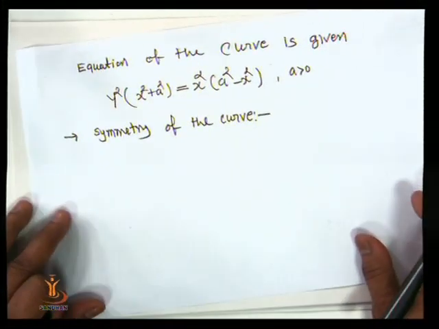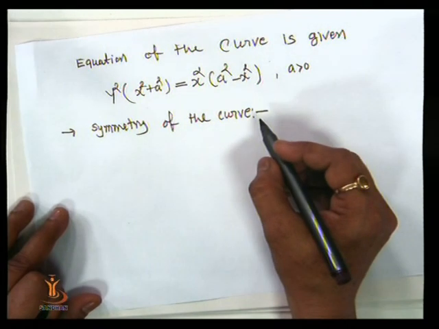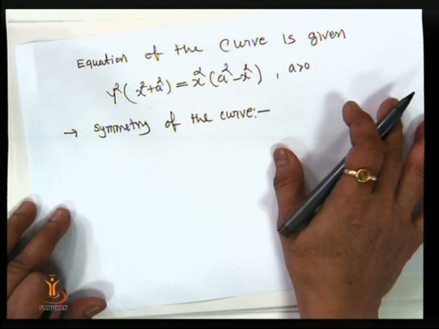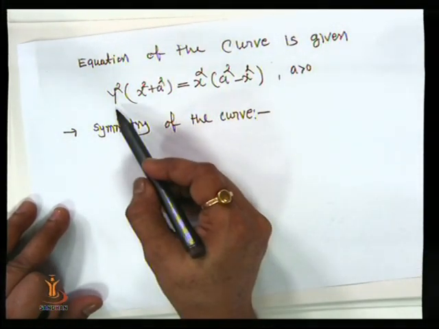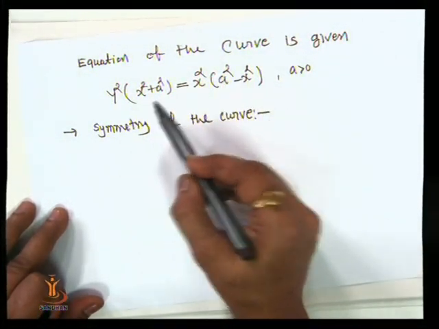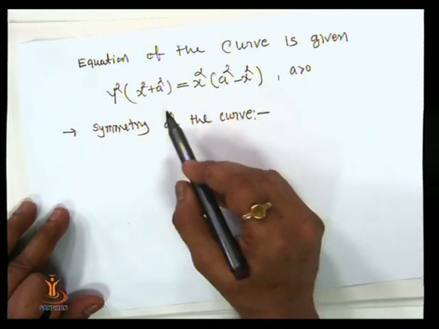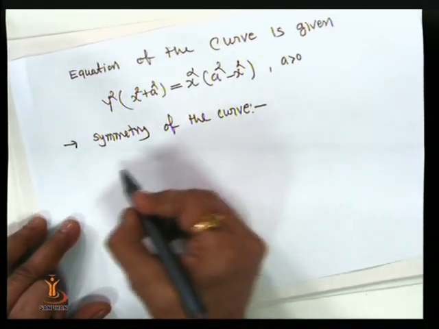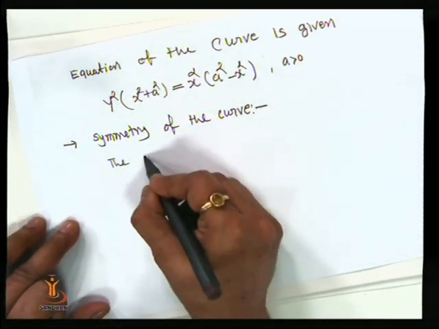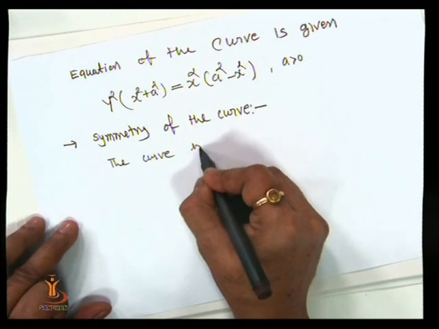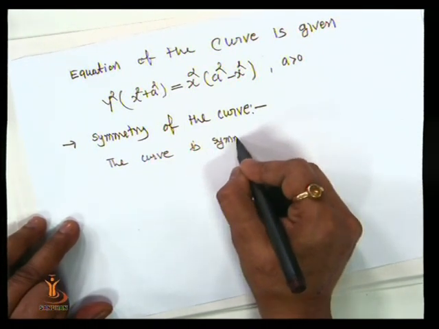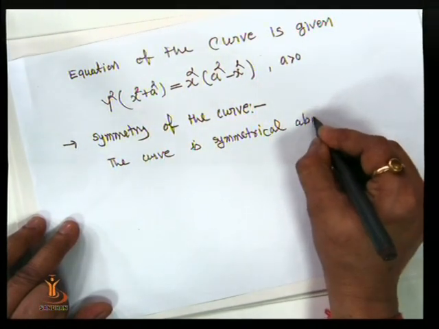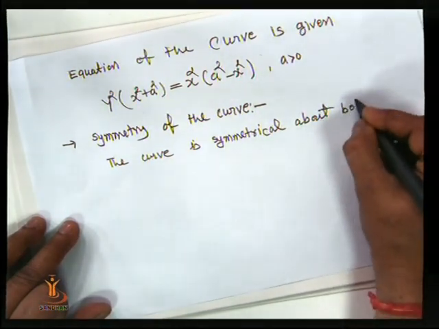You can see here that this equation contains even powers of both x and y. So it is symmetrical about both the axes. Here power of y is 2, power of x is 2, also power of x is 4. Both the variables x and y contain even powers. So the curve is symmetrical about both the axes.